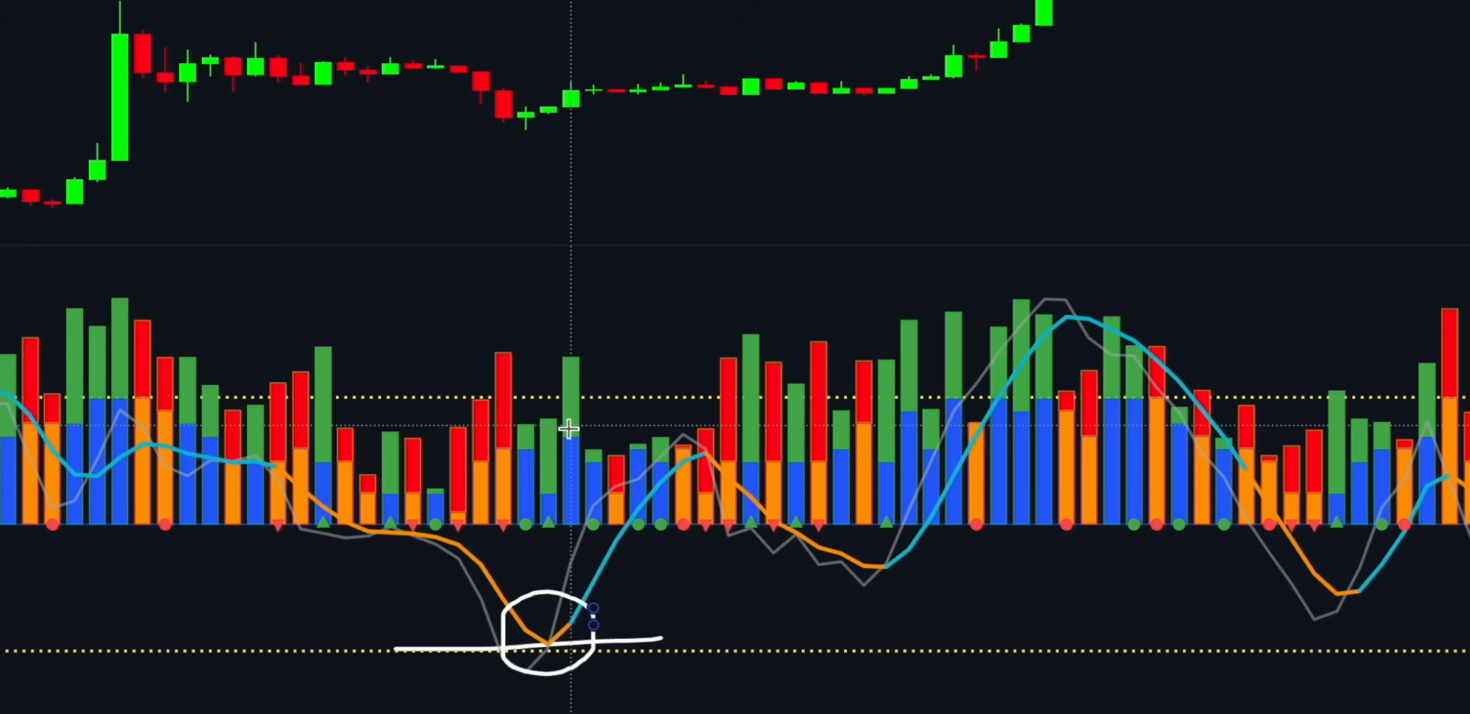First, let's look at volume. The bar must be green or bullish at the time of the cross. It also needs to be strong enough. A strong enough volume is considered when the bar exceeds the 50 level.